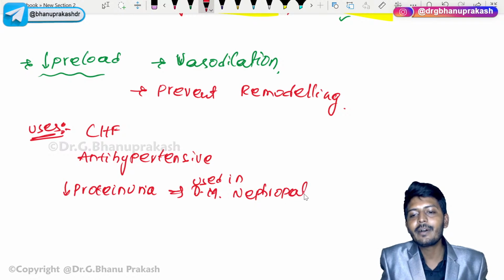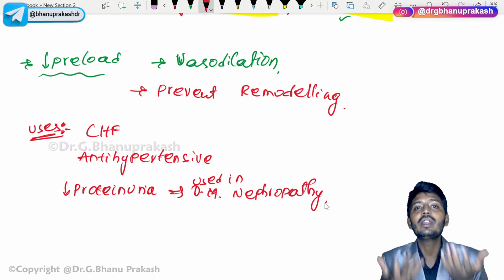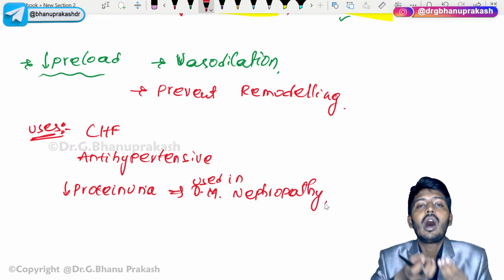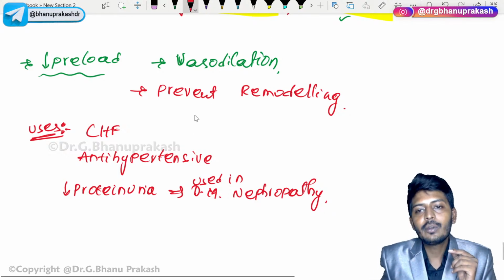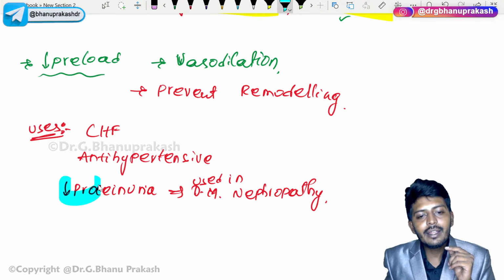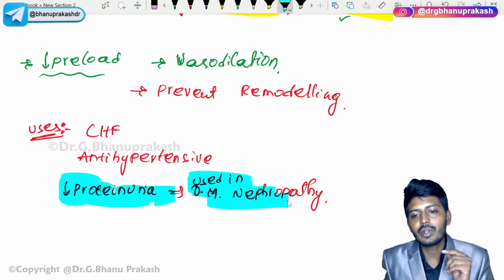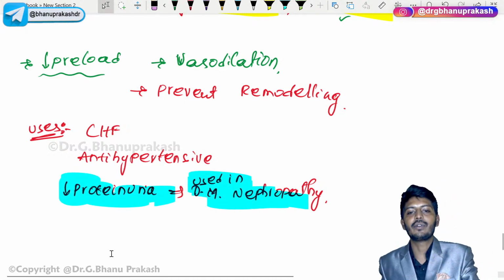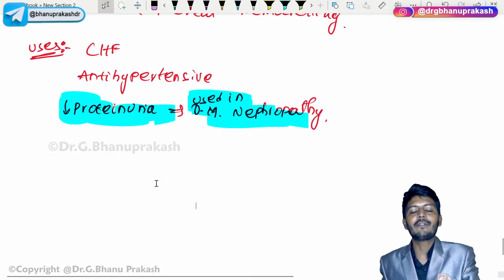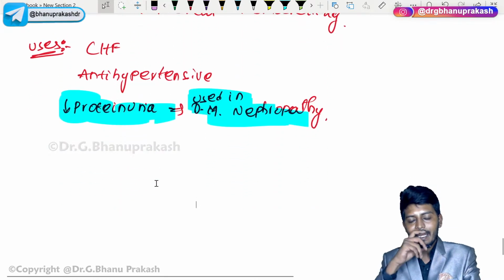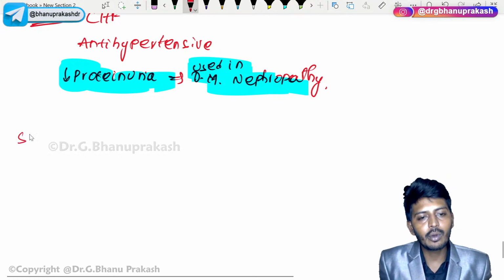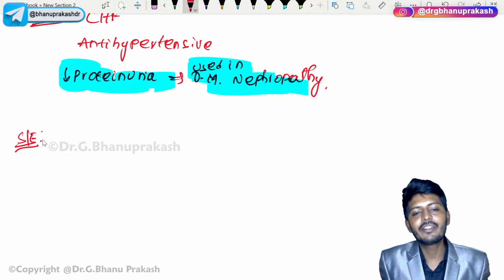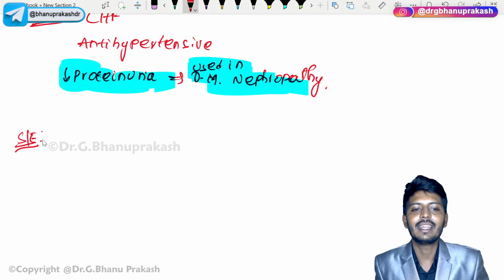What is the first symptom of nephropathy? The first urinary change is microalbuminuria. To prevent that microalbuminuria, these drugs can be used, because these drugs will do what? Decrease the proteinuria. That is why they are used in diabetes mellitus nephropathy. So this is the story of ACE inhibitors. ACE inhibitors have some side effects. Because of these side effects, patients are not widely using ACE inhibitors nowadays.